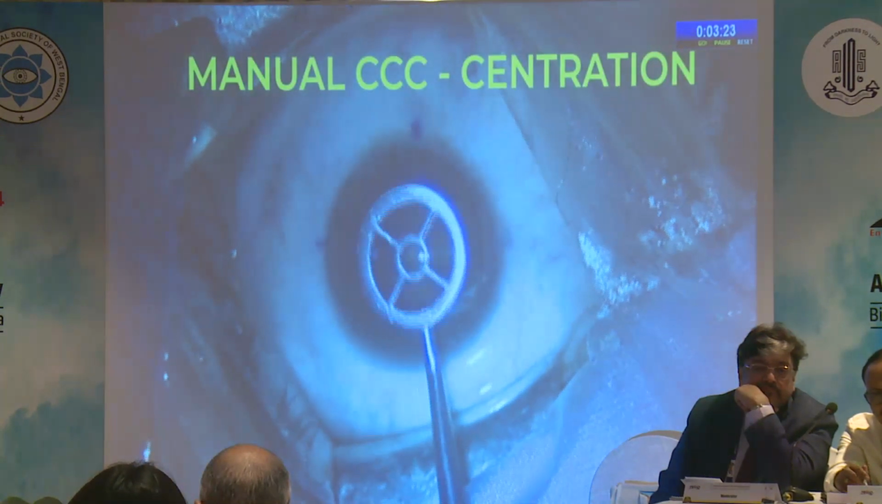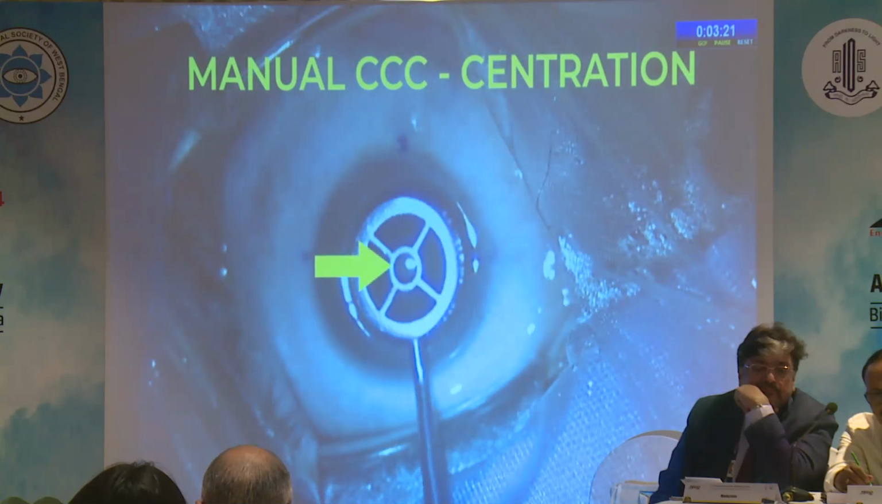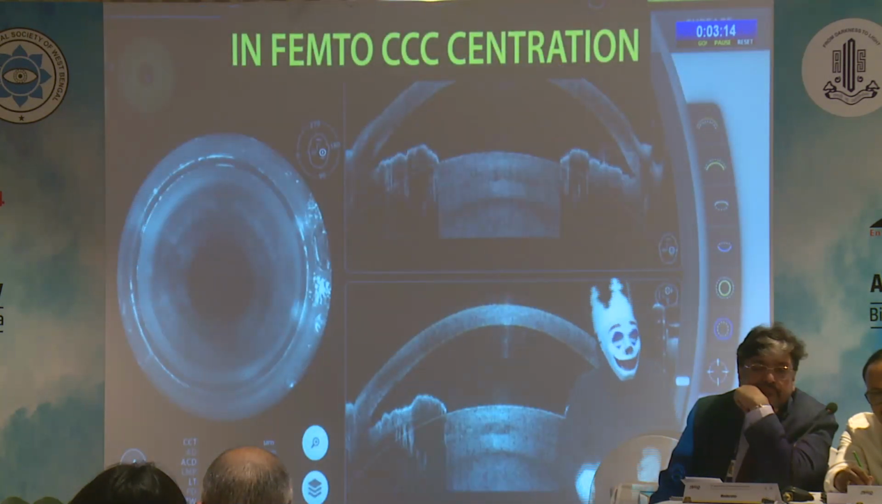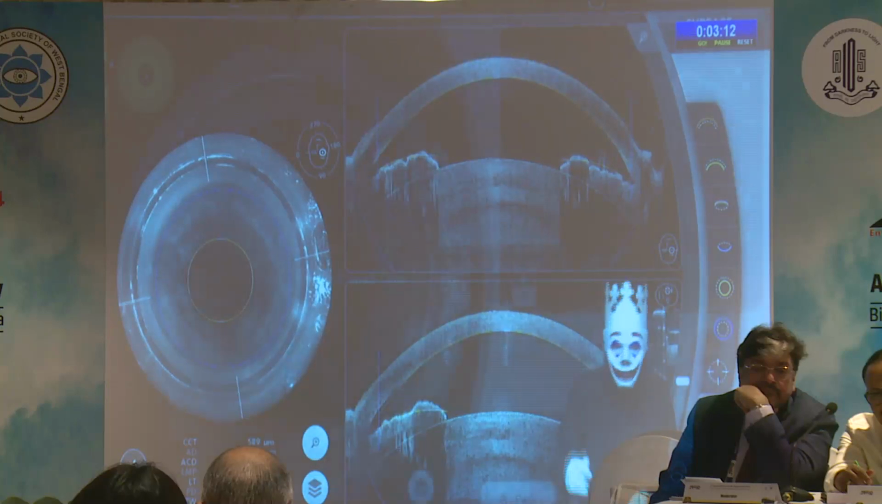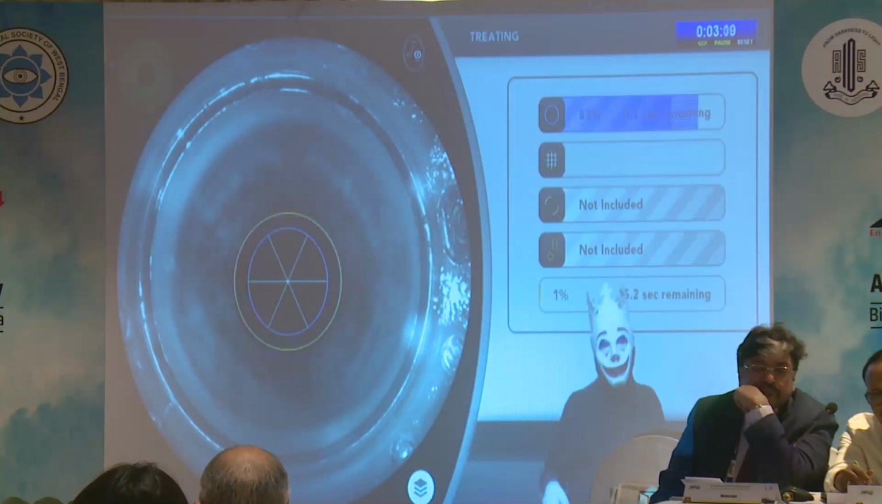In manual CCC, a perfectly centered rhexis on the bag is ensured by marking the visual axis and following it to create the CCC. In femto, all of this is automated in creation of a perfectly round circular CCC.